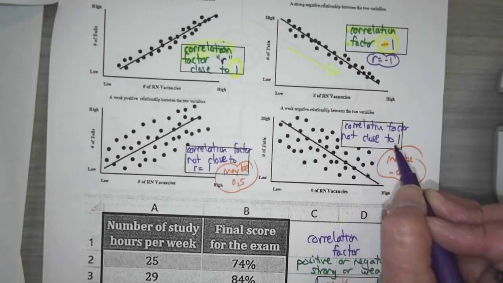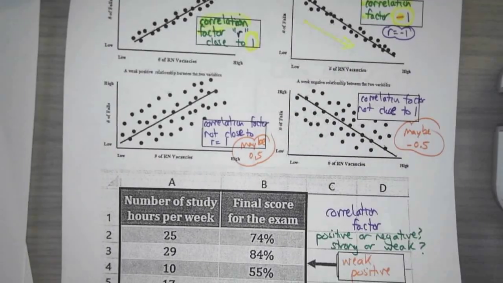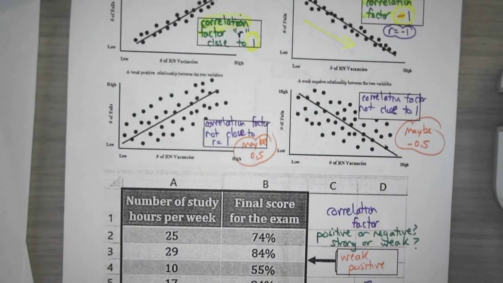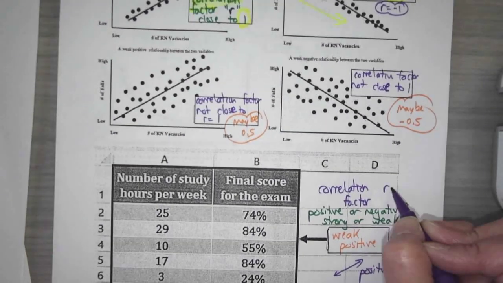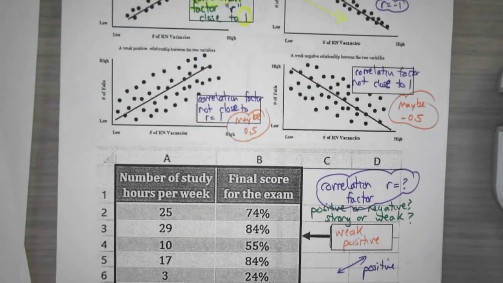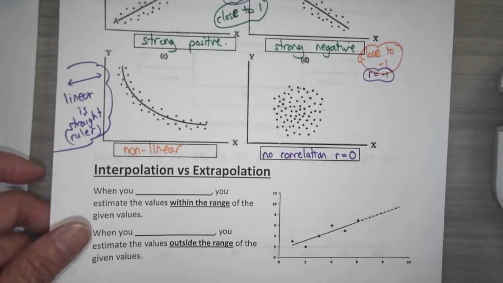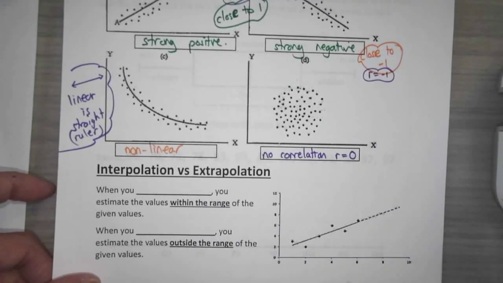So R is 1, and here are not close to 1. Okay, so R is correlation factor. I'm sorry, I forgot to mention that. Correlation factor is R equals question mark. Lowercase r. So no correlation, I would say no correlation, R is 0.